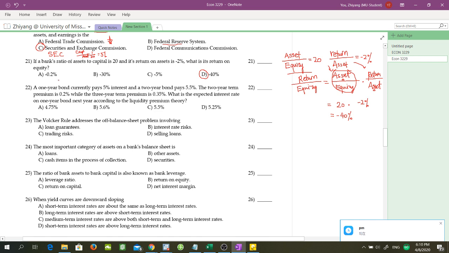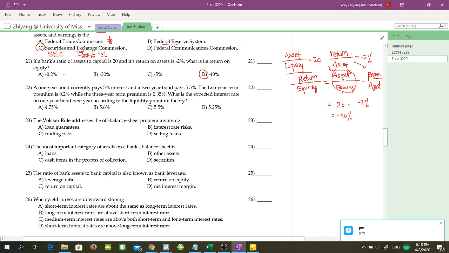A 1-year bond currently pays 5% interest and a 2-year bond pays 5.5%. 2-year term premium is 0.2%, while 3-year term premium is 0.35%. What is the expected interest rate on a 1-year bond next year according to the liquidity premium theory?